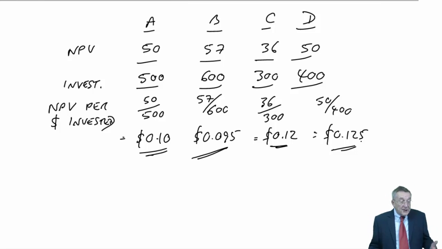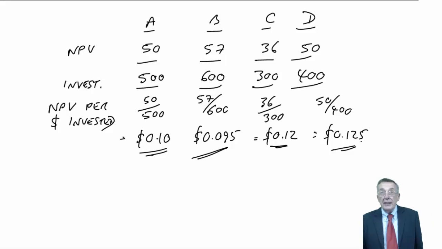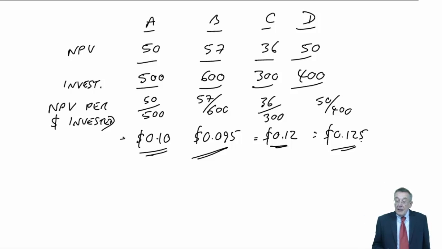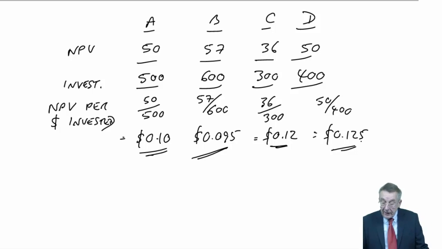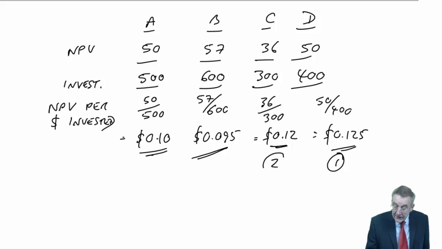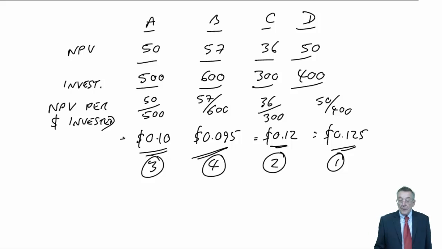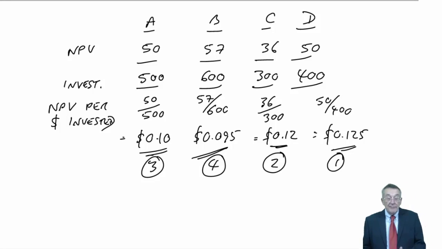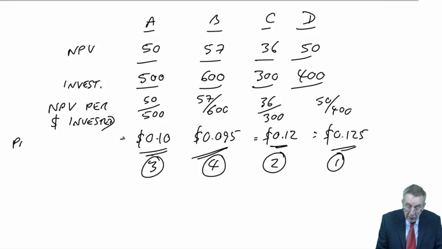Well, we want to get the best NPV we can for the money available. So the best investment for us is D. It'll earn 12.5 cents for every dollar. Second best is C at 12 cents a dollar. Third best is A. Fourth best is B. And incidentally, the NPV per dollar invested we call the profitability index.